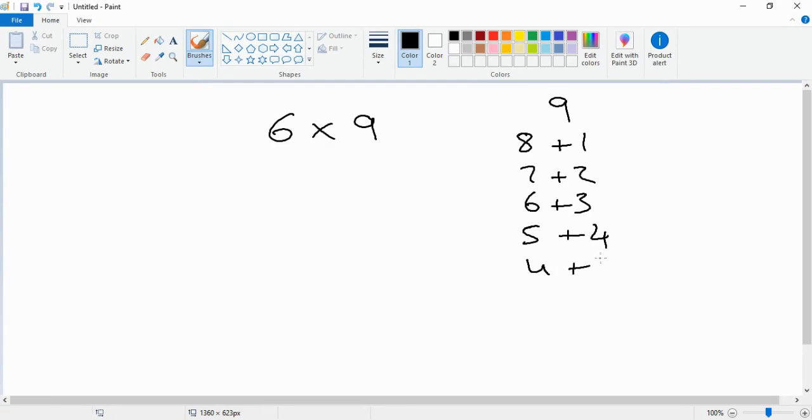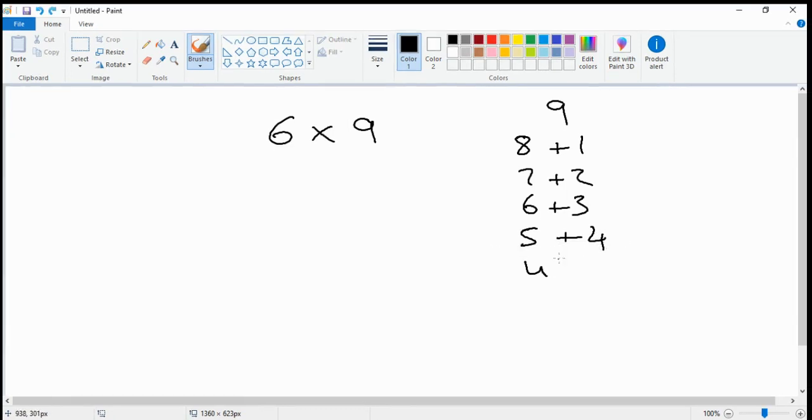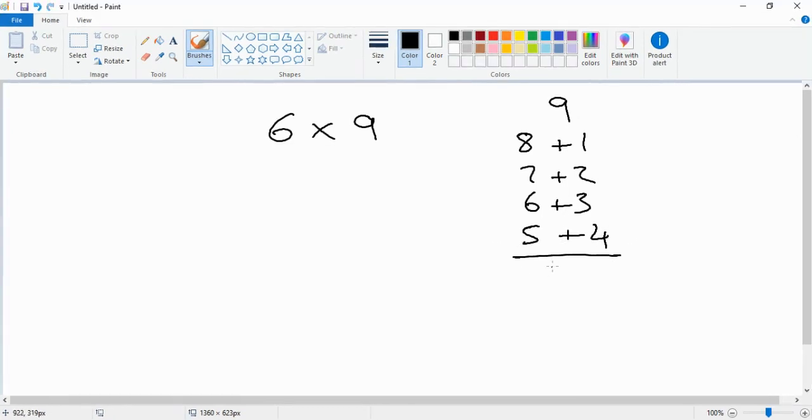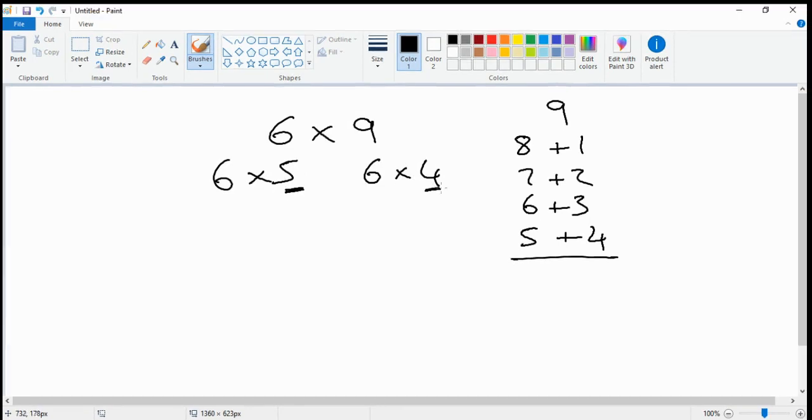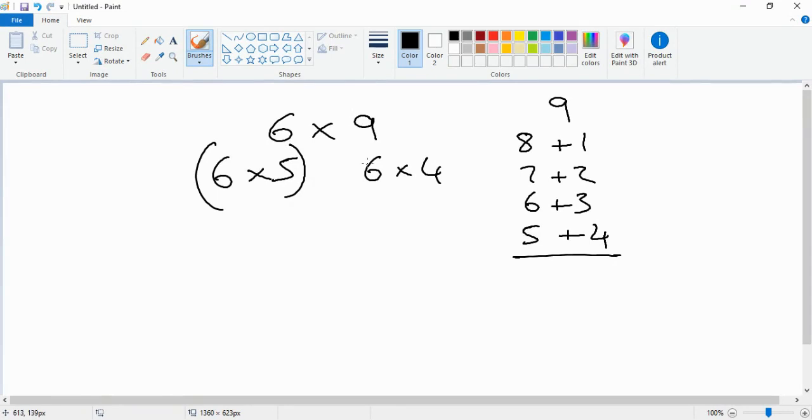Again, if we continue on, 4 plus 5 is just a swap of that. There's no need. Maybe I know my 5 and 4 times table. I don't know my 9 times table, but I know my 5 plus 4, so I'll go 6 times 5 and 6 times 4. We've swapped the 9 for the 5 and the 4. These two numbers add up to this. In brackets, we'll add 6 times 5 is 30, 6 times 4 is 24.